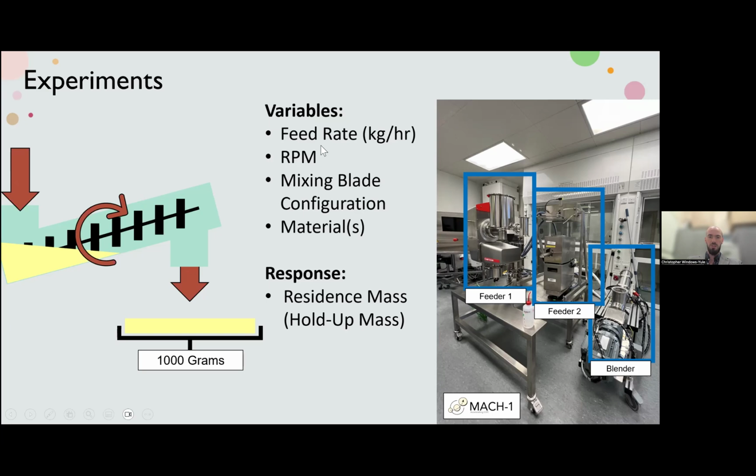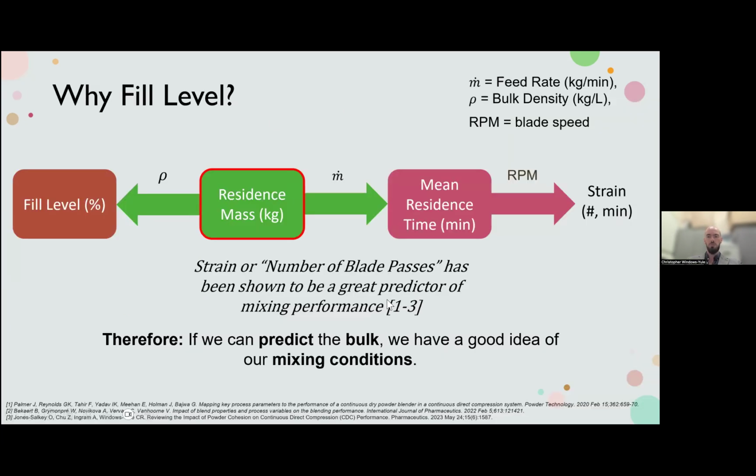So we're varying the feed rate, the RPM, the mixing blade, and crucially the materials. And we're measuring the residence mass within the feeder. The reason we vary the residence mass is that it's an extremely good proxy for mixing quality.